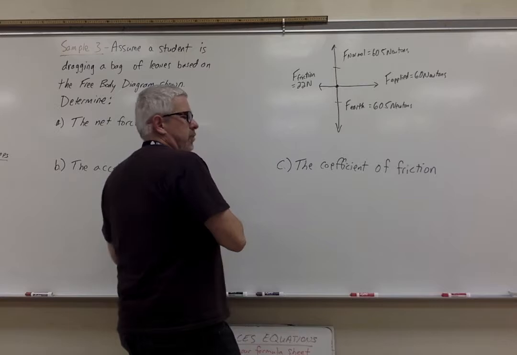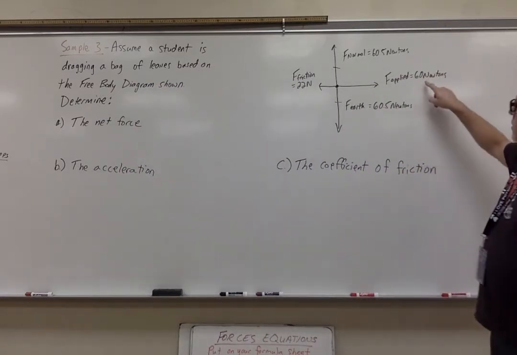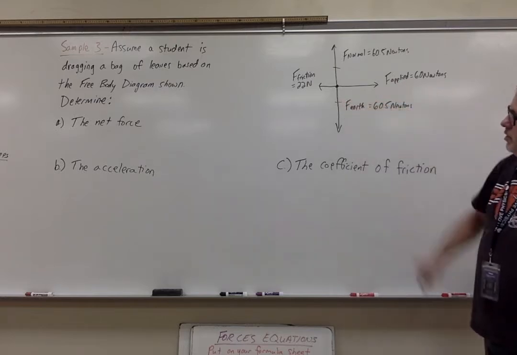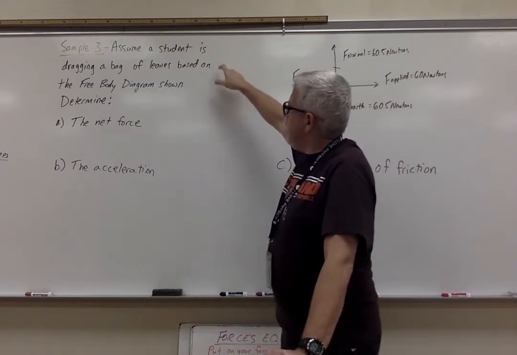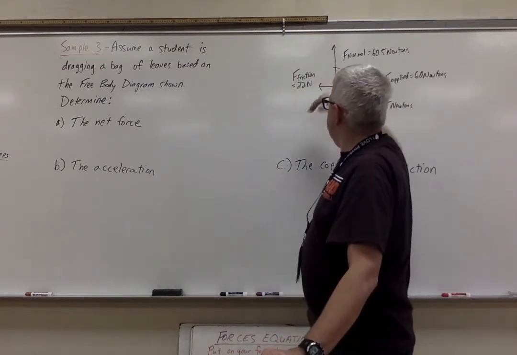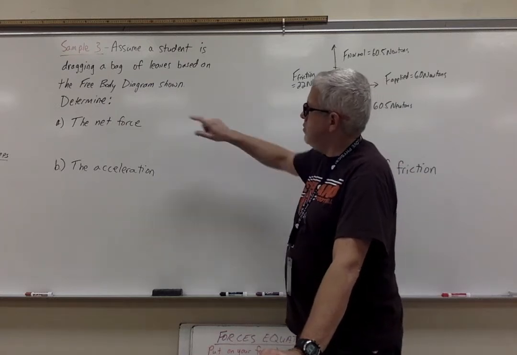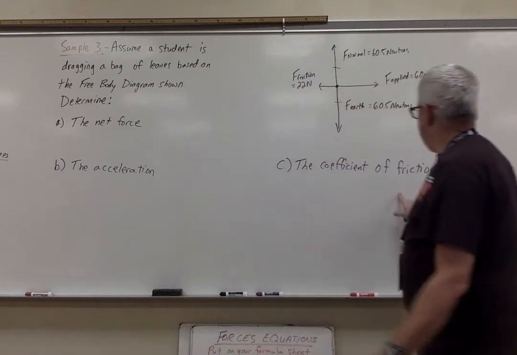I've got an applied force, which is basically any sort of push or pull, of 60 newtons to the right. And I've got a frictional force of 22 newtons to the left. The scenario is that I want to assume a student is dragging a bag of leaves, obviously horizontally and not up at an angle, based on the free body diagram. So we want to determine the net force, the acceleration, and the coefficient of friction.